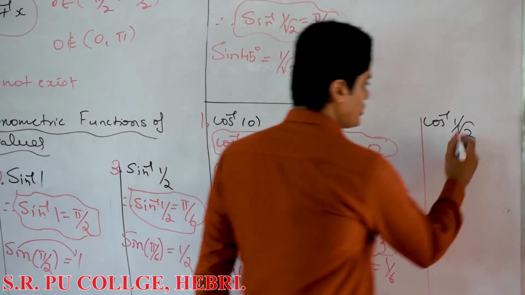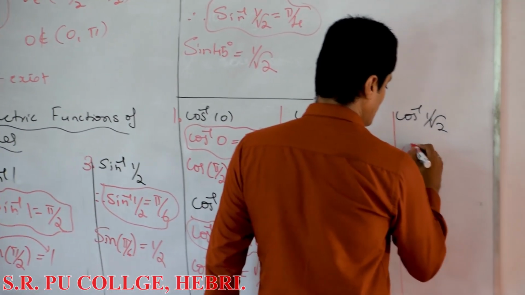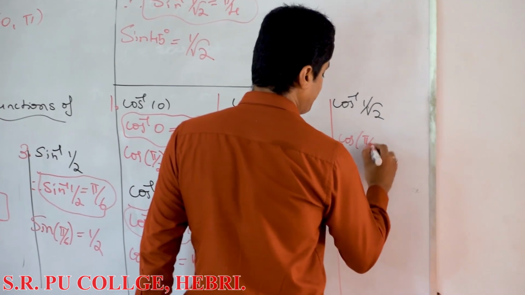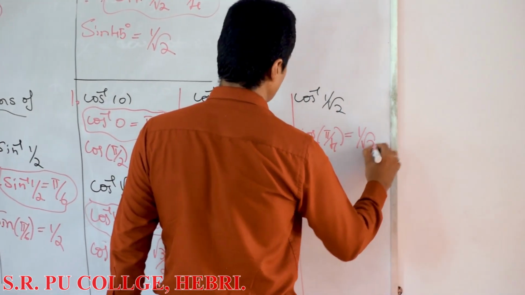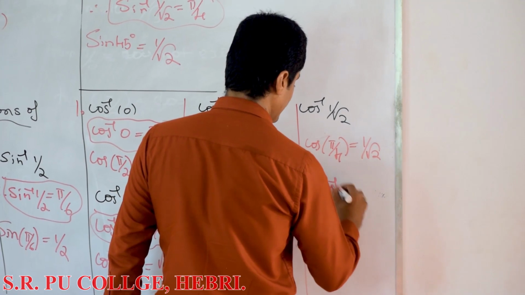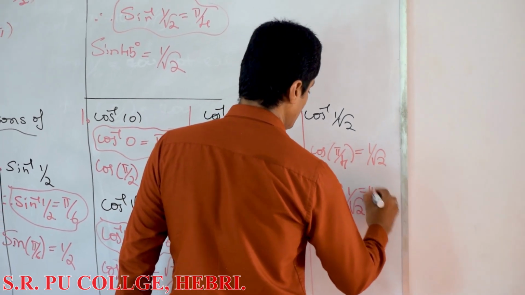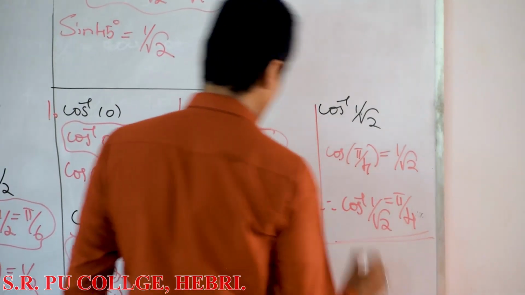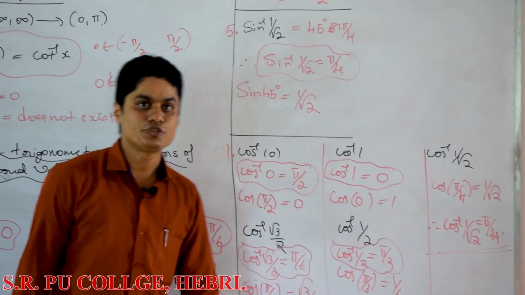The last one, cos inverse of 1 by root 2. So cos of pi by 4 is equal to 1 by root 2. Therefore, cos inverse of 1 by root 2 is equal to pi by 4. So these are the next 5 values you should remember.